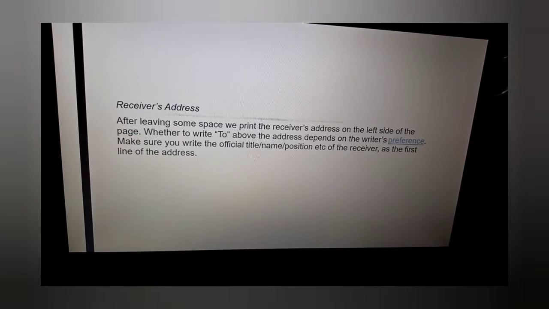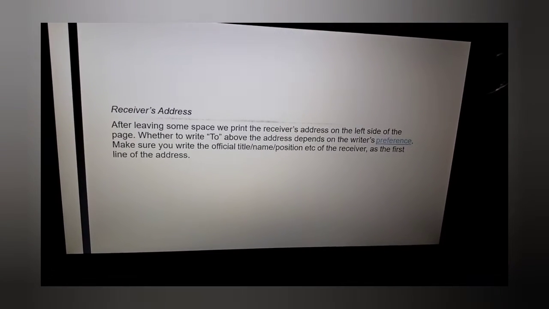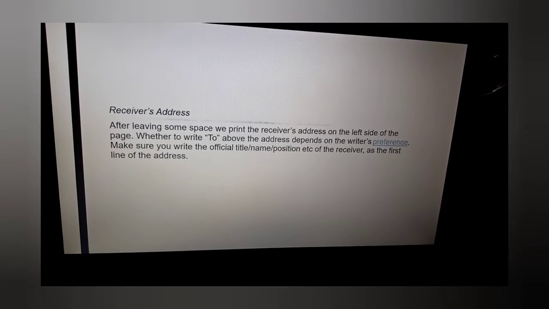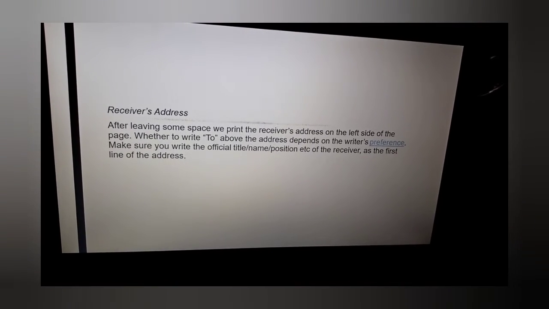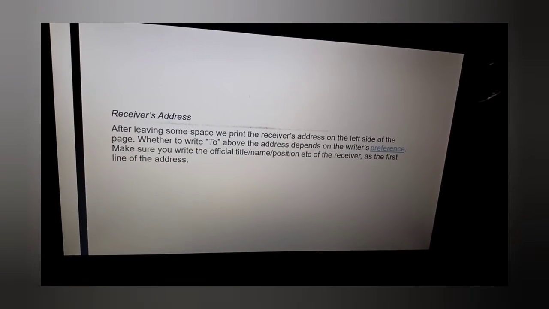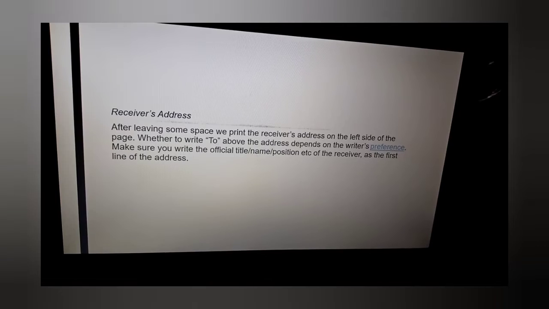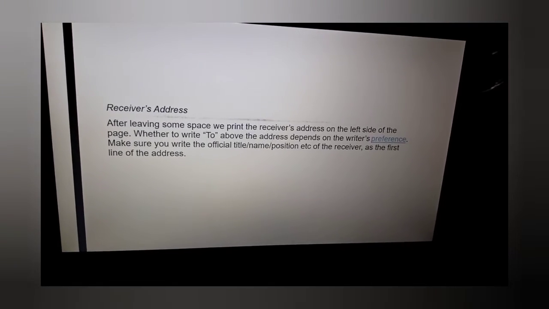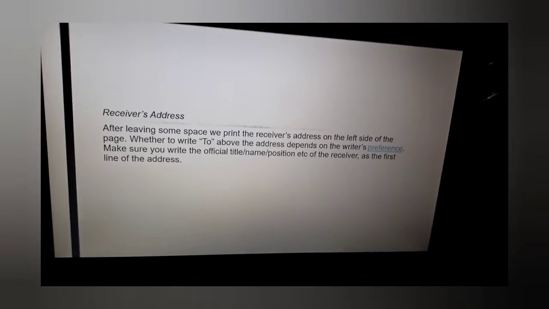Then is the receiver's address. After leaving some space, we print the receiver's address on the left side of the page. Whether to write "To" above the address depends on the writer's preference. Make sure you write the official title, name, position, etc. of the receiver as the first line of the address.